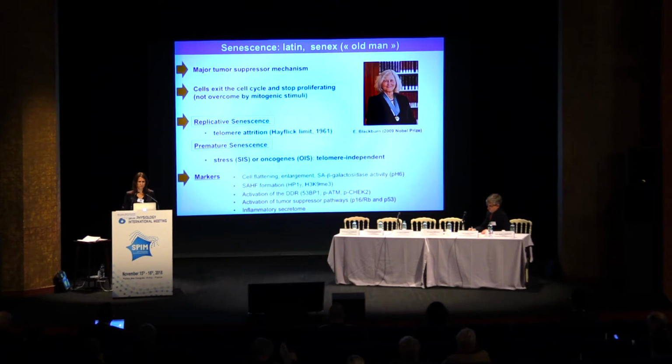Both types of senescence are morphologically indistinguishable and display similar markers, such as cell flattening and enlargement. They become positive for senescence-associated beta-galactosidase activity. They display senescence-associated heterochromatin formation that can be detected by, for example, heterochromatin protein 1. They display activation of the DNA damage response signaling pathway that can be detected by 53BP1 or the activated form by phosphorylation of ATM and CHEK2. They can also display activation of tumor suppressor pathways such as p16 and p53. And finally, they can also produce an inflammatory secretome.